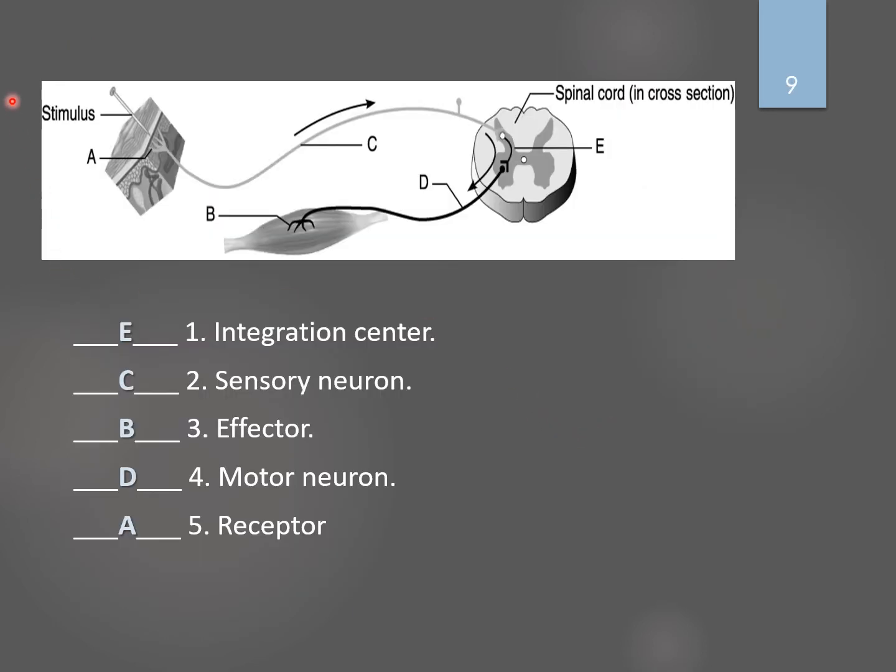This I asked you to fill out in your work document. When we look at these, we see integration center. That's going to be in the gray matter in the spinal cord. That's E. We have sensory neuron, and that's carrying that impulse to the spinal cord. We have the effector. That's going to be the muscle. We have the motor neuron, which carries the impulse from the nerve cord to the effector. And then we have the receptor, which was here in the skin.